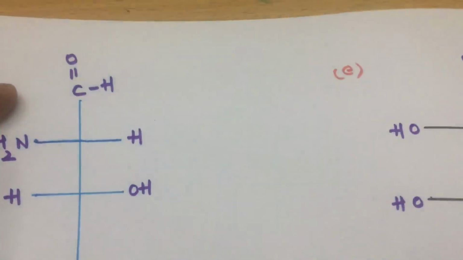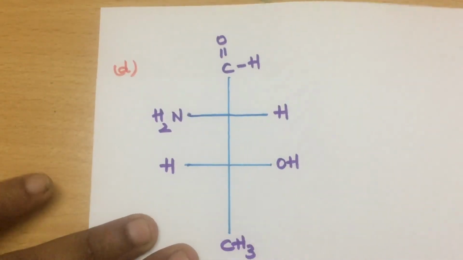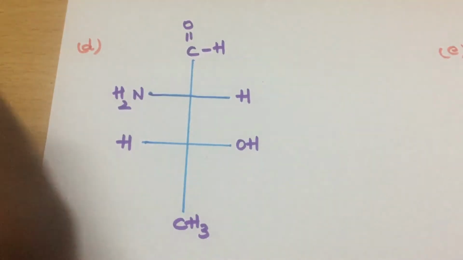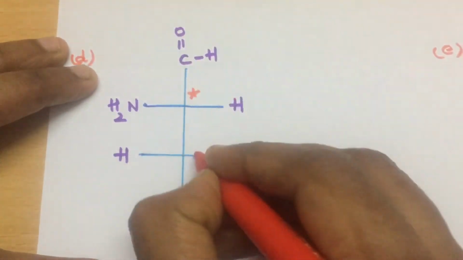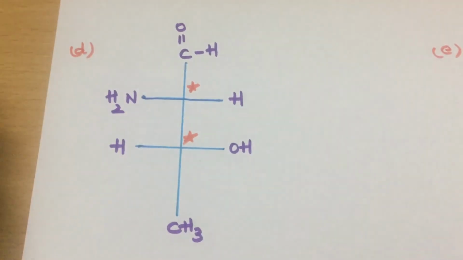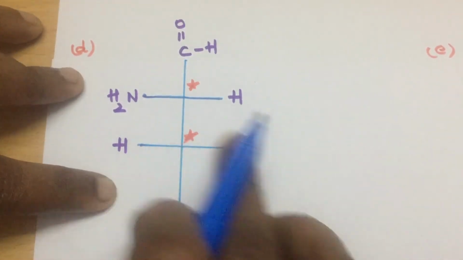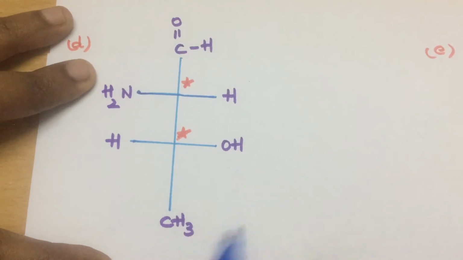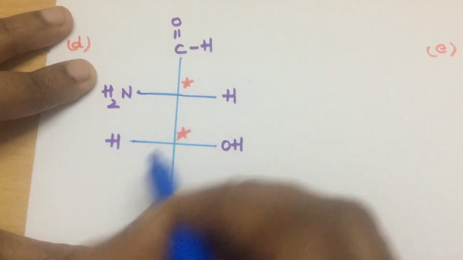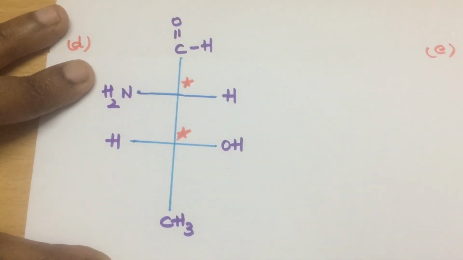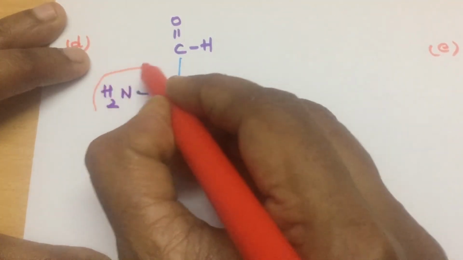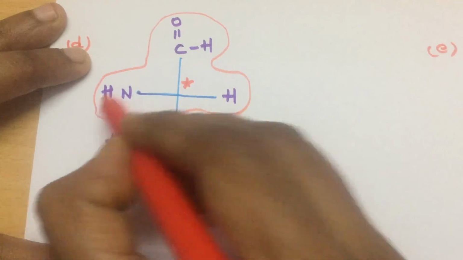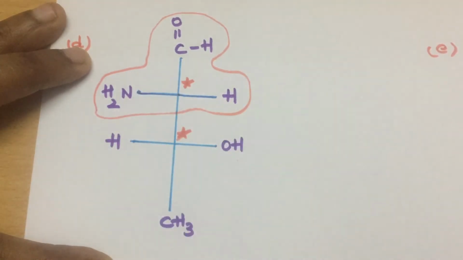So here there are 2 chiral centers, and for this also you can easily assign. Let's assign for this carbon first. Okay, first give priority rule. If you have 2 chiral centers, then you have to treat this whole carbon as a substituent. So which one will you give first priority?